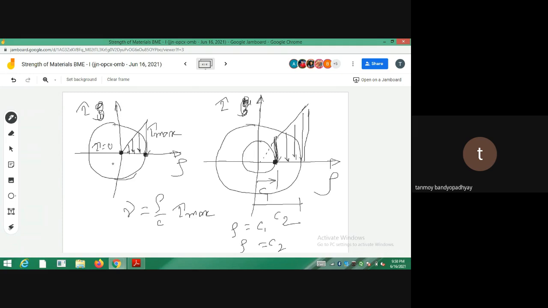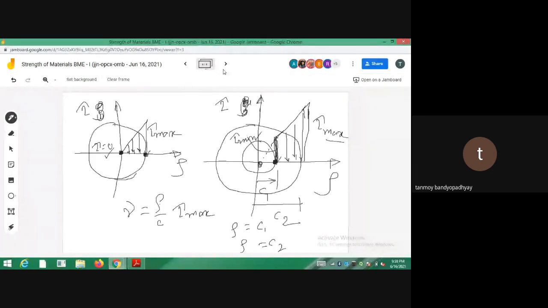So always two things you have to remember. The shear stresses are always maximum on the outer surface. If it's a solid shaft, the shear stress at the center is 0. But if you consider a hollow shaft, the minimum value of rho is the inner radius C1. So the inner surface will be carrying the minimum shear stress and the outer surface will be carrying the maximum shear stress.